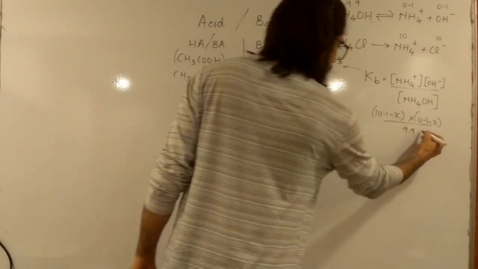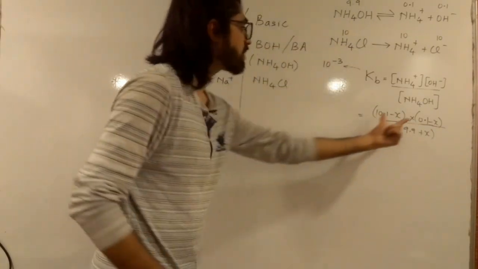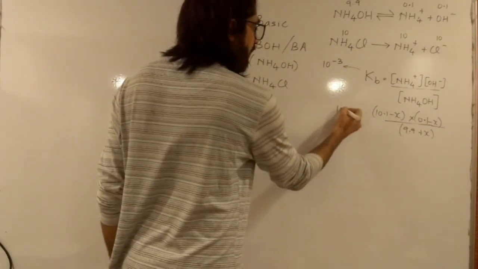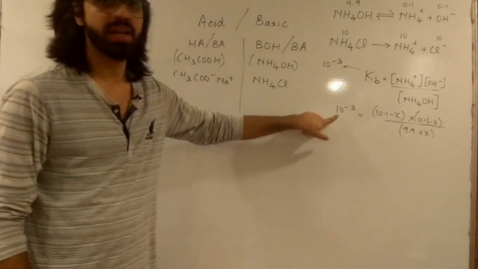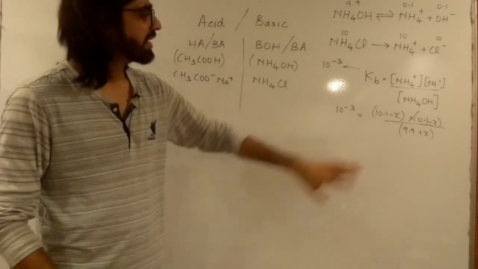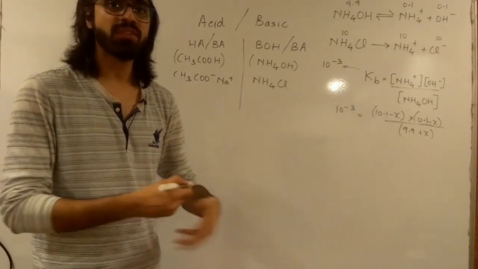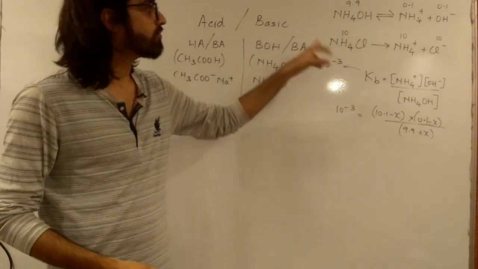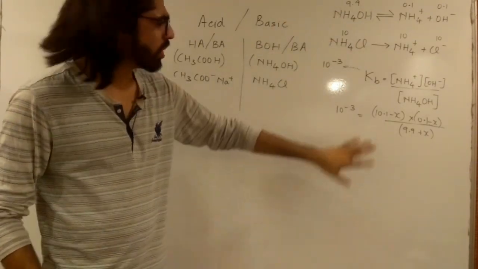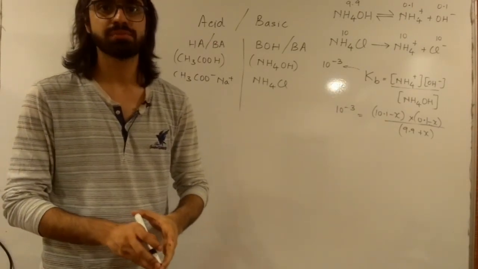So in the denominator it will be 9.9 plus X. And finally, this was the expression for Kb, the value of which was constant at 10 power minus 3. You can solve that equation, it will be a long process I know, but that equation is made. You can solve it to get the X value, and after you get X, you will get the concentration of all the species in your solution. You don't have to calculate it. This is merely for your understanding purpose.